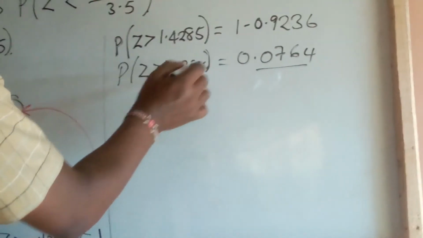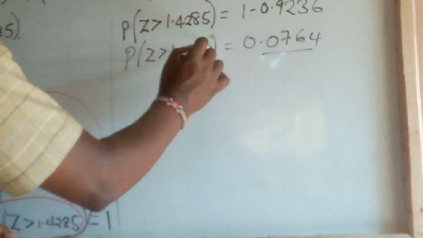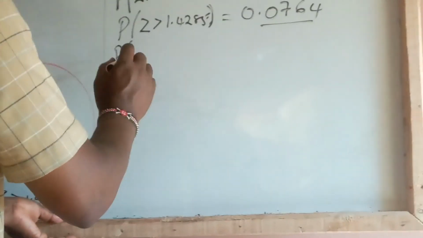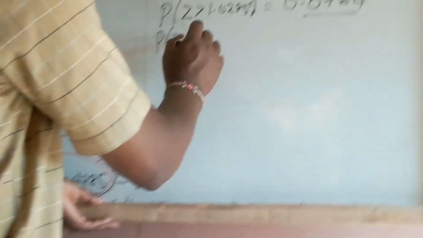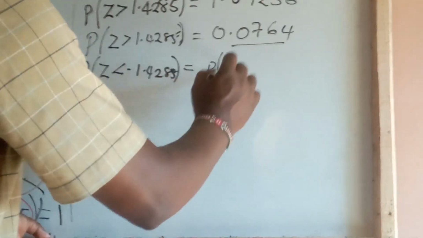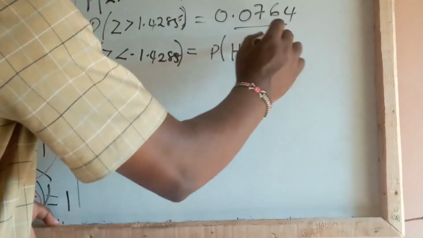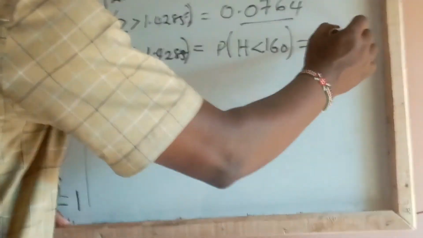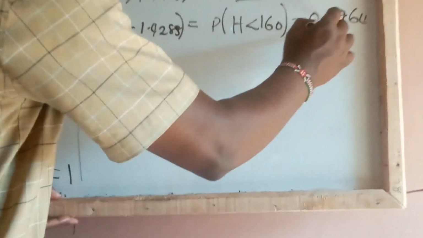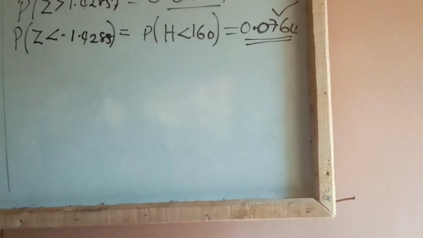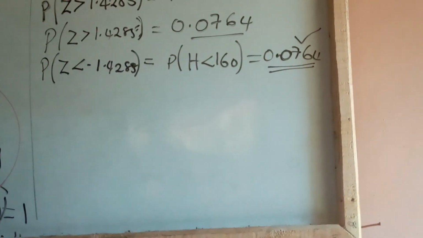We are not talking specifically about this region, though this one is by symmetry equal to what we have. So our answer to that question is the probability of Z less than negative 1.4285, which is equal to the probability of H less than 160, exactly what we have found to be 0.0764. And that is the end of that particular question.